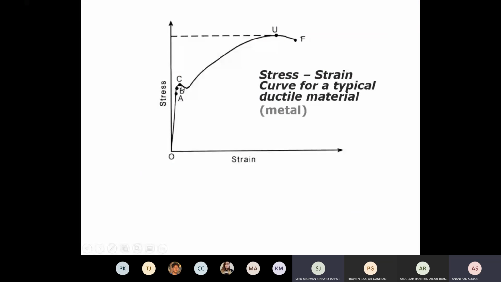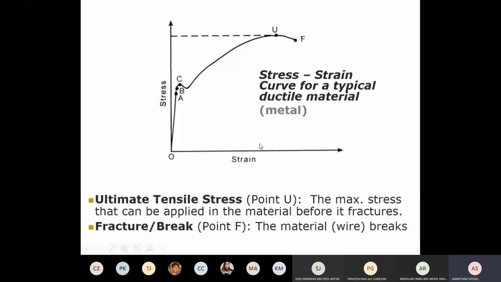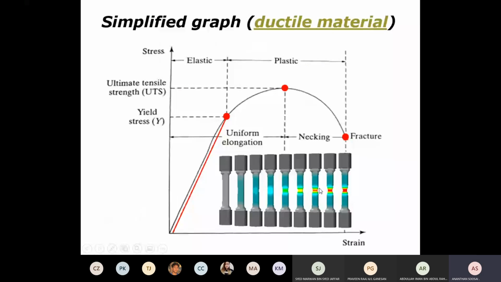So C is a yield point, the beginning of plastic deformation. U is what? Maximum tensile stress, the maximum stress ever experienced by the object before break. F is breaking point. Okay, so this all we done. Ductile material will experience necking. Necking means it's going to get weaker at a certain position, so you're going to break at that point. Necking happens at the ultimate tensile stress normally. Slightly earlier, you can start to see the necking.